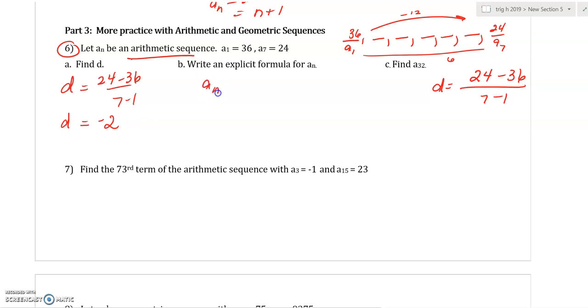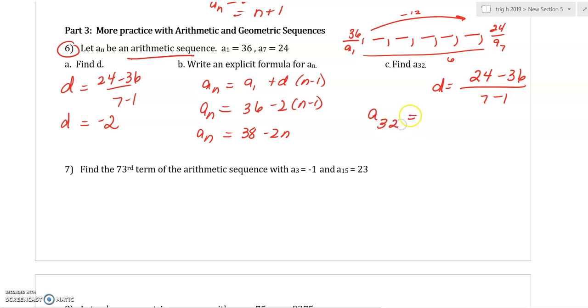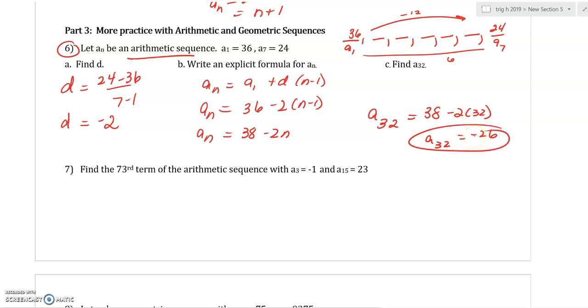So if I want an explicit formula, that would be the first term plus the common difference times n minus 1. Okay, and now that I have an explicit formula, if I want the 32nd term, all I have to do is let n be 32. Okay, let's try another one.